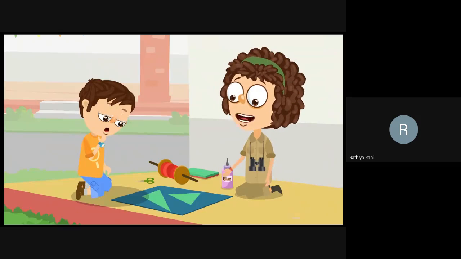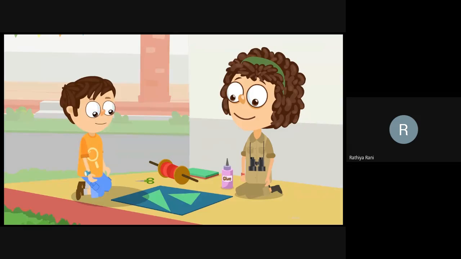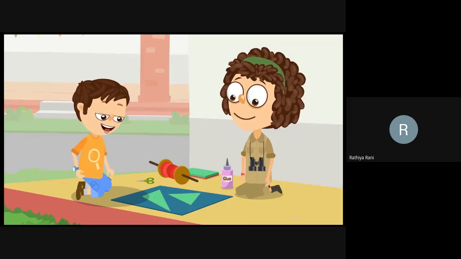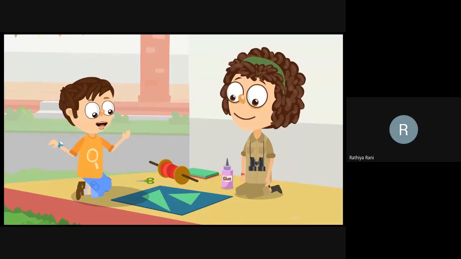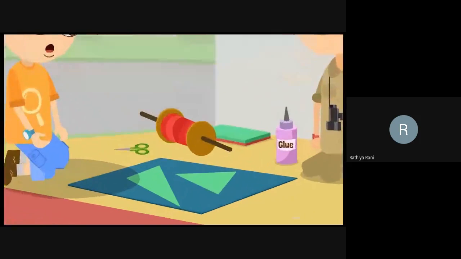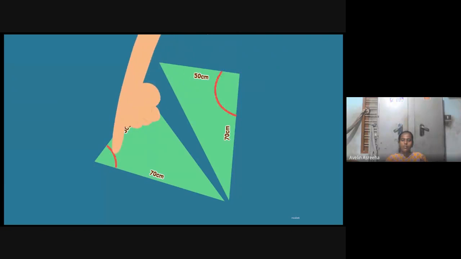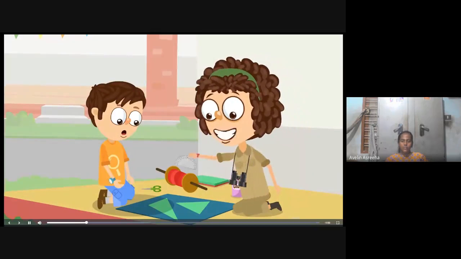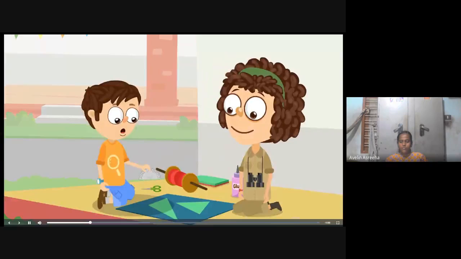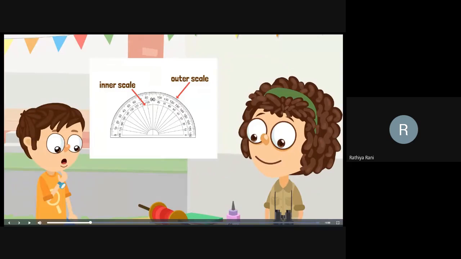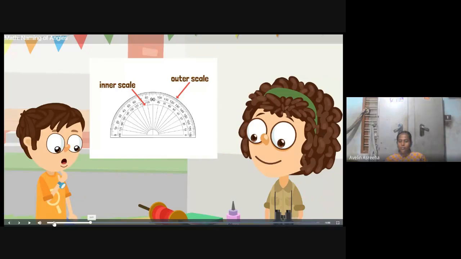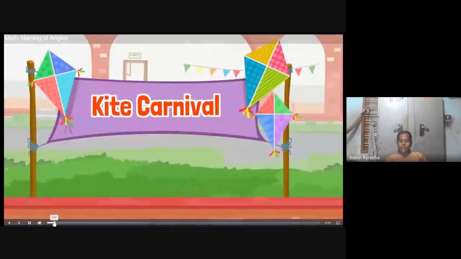Wow, what's that? It's a kite banner. I've cut the sides equal, but they're still not the same. Did you Can you measure give the some angles? sound? Use a protractor to measure angles. Can you hear it? Yes, ma'am. In my laptop only there is some sound.